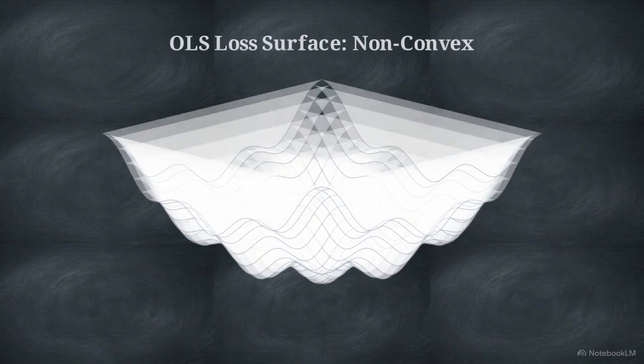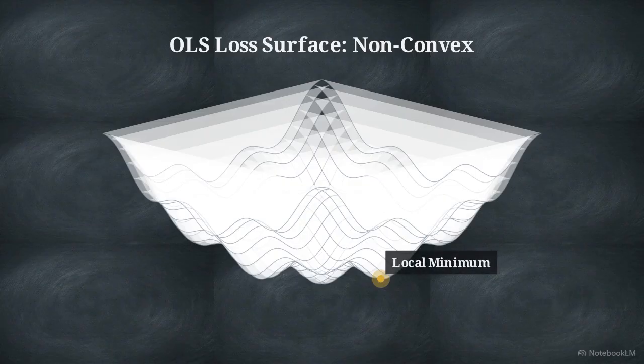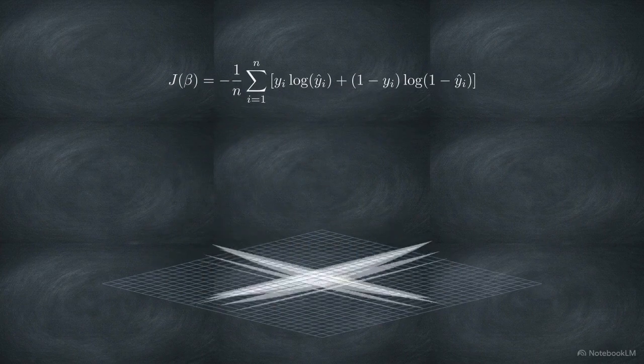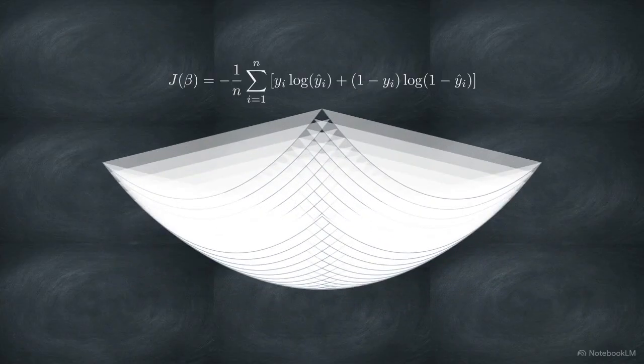This 3D surface shows the failure of ordinary least squares when applied to binary data. It creates a multimodal terrain where a gradient descent point gets trapped in a local minimum. Binary data violates core OLS assumptions, requiring a shift to maximum likelihood estimation. Maximum likelihood estimation seeks parameter values that maximize the probability of observing our specific training data.